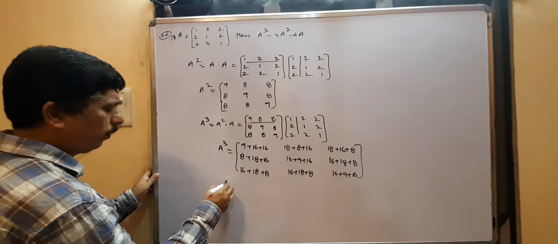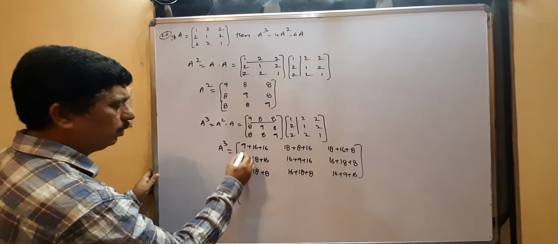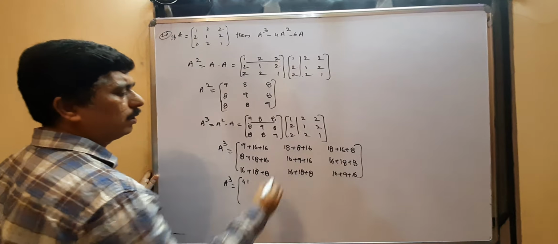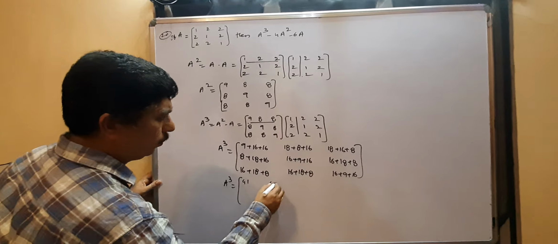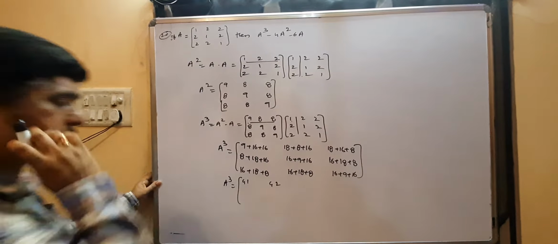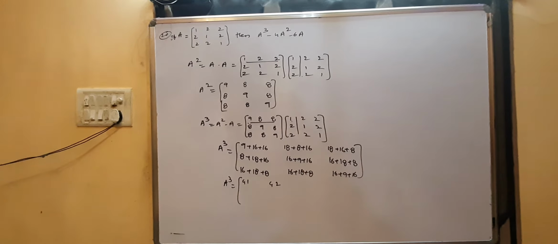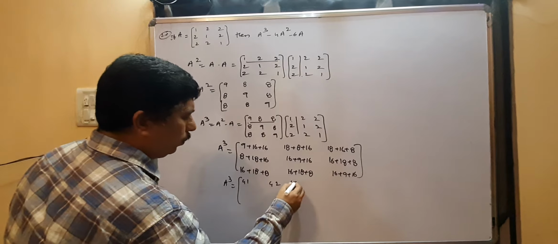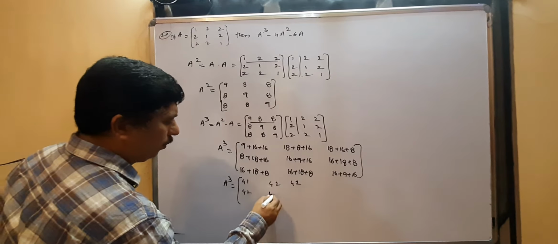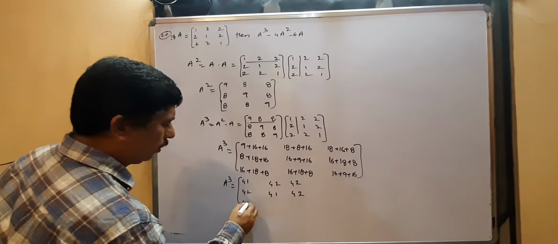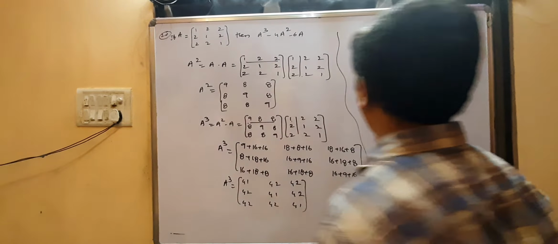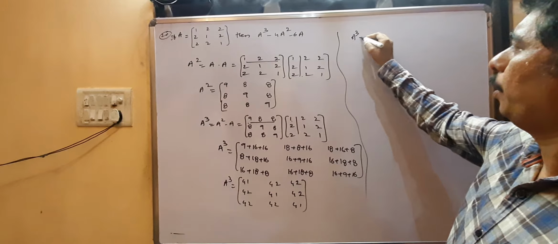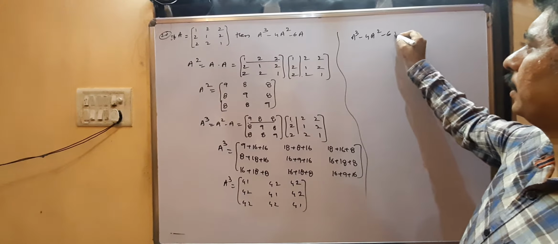So finally A cube value is 41 42 42, 42 41 42, 42 42 41. Finally they are asking to find A cube minus 4A square minus 6A.